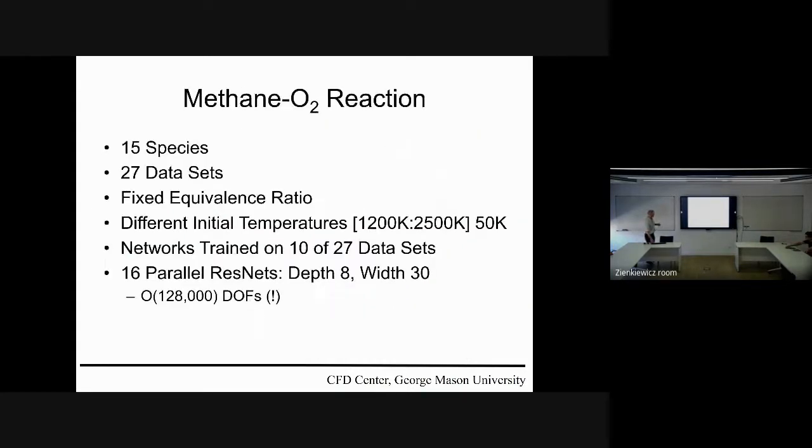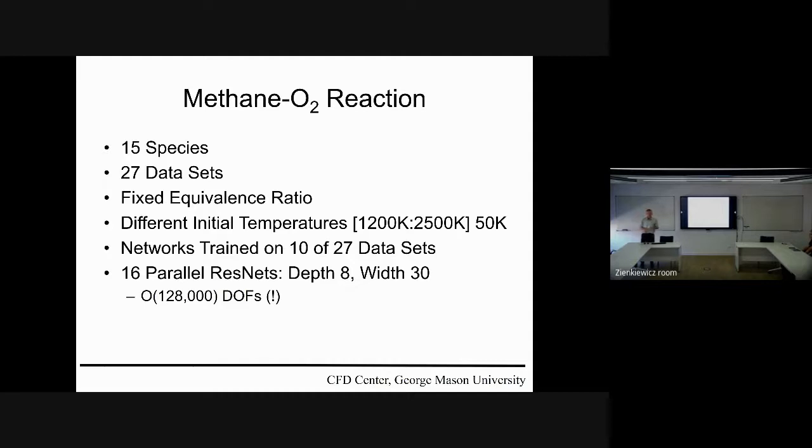Then we went to methane, which is closer to what we have in real life for some of the cases that we're running. We had 15 species in this case, so we did 16 parallel ResNets here of depth 8 and width 30. Remember, every one of these is 1,000 parameters. We have 8 layers, that's 80,000 parameters, and then you multiply that by the species, so you end up with some very large number of degrees of freedom that you're trying to optimize.